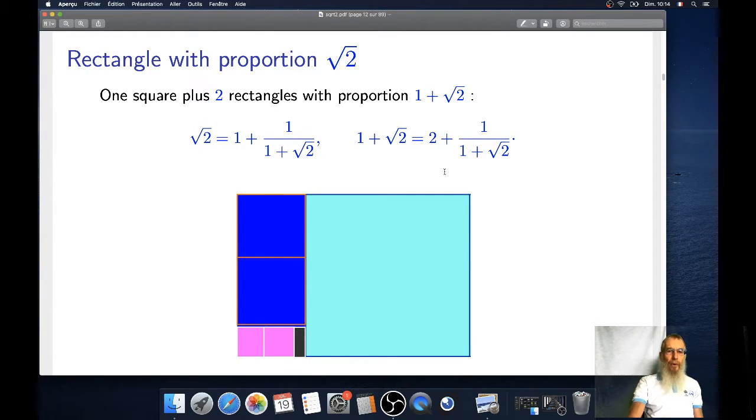The first rectangle, the big one, has a proportion square root of 2. And square root of 2 is 1 plus 1 divided by 1 plus square root of 2. So 1 divided by 1 plus square root of 2 will give the proportion of this rectangle which is there. So the proportion will be 1 plus square root of 2. And 1 plus square root of 2, you remove the two squares which are here, and then you get another rectangle which is there, but this rectangle has the same proportion as the one that you had before.